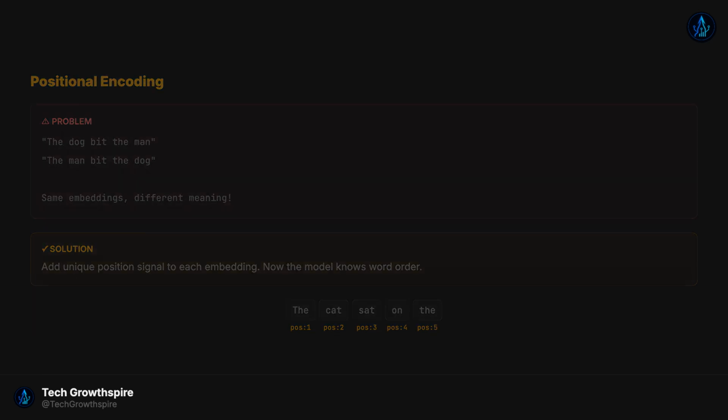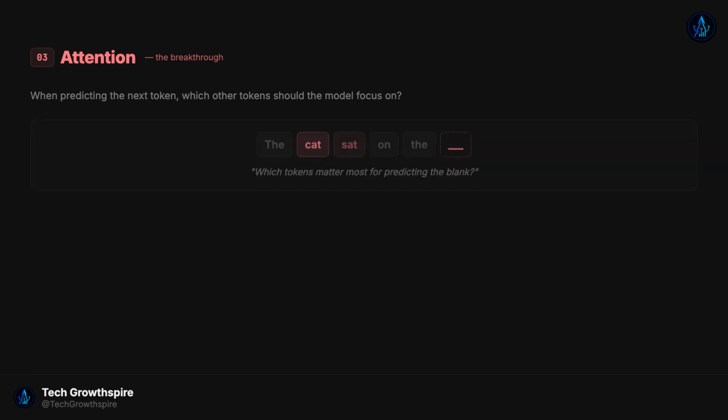Every token computes attention scores against every other token. This is self-attention. The pronoun it can figure out what it refers to by attending to earlier nouns. The word bank determines whether it means finance or a river by attending to surrounding context like money or water.